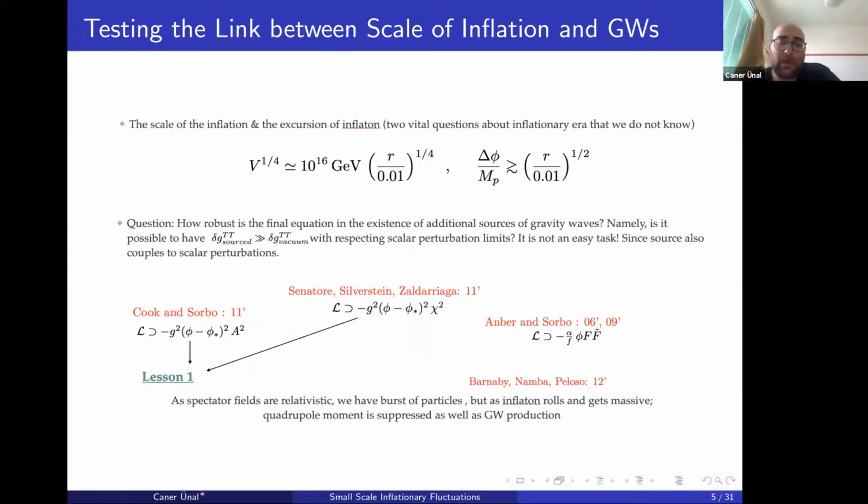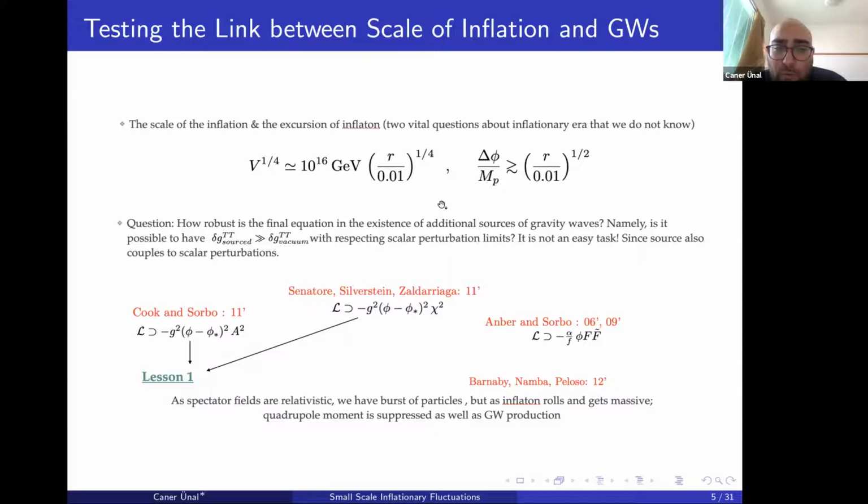Okay, so now I want to touch a little bit on something that we do, which will maybe also be relevant for smaller scales. So we were wondering the following question. On the largest scales, since the scalar perturbations have been measured, the tensor to scalar ratio, P_GW, goes directly with the Hubble scale, or the amplitude of the potential of your inflaton field. And this is the Lyth bound, how much your field travels in field space.